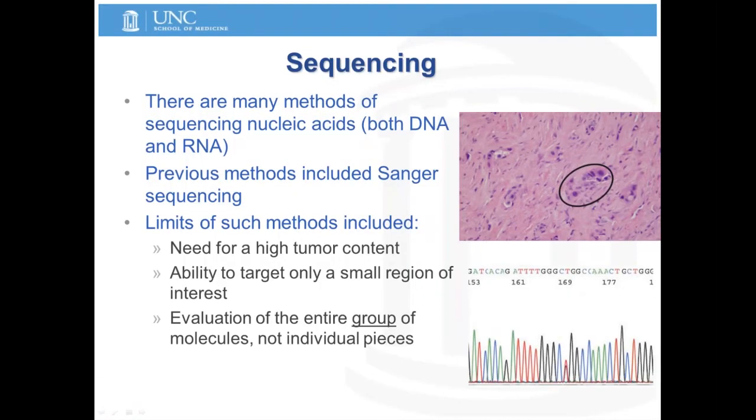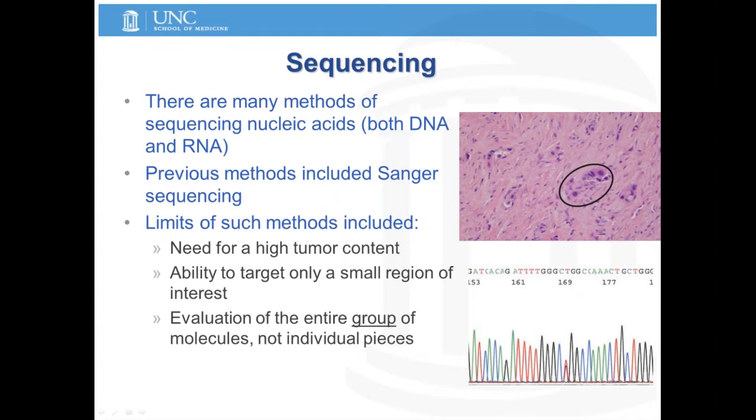Today I'll be talking about next generation sequencing and giving a brief overview of what the technology is. Where did we get started with sequencing? There are currently many methods of sequencing nucleic acids, both DNA and RNA. Previous methods prior to next-generation sequencing included things such as Sanger sequencing. The limits of some of these methods included things like the need for a high tumor content.